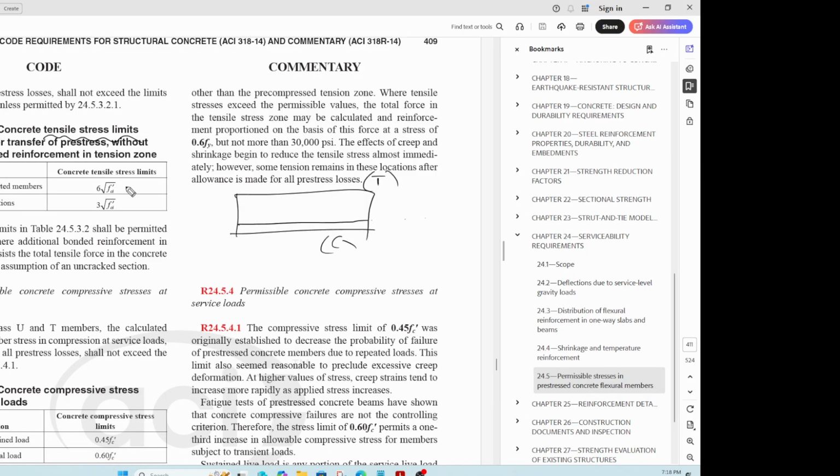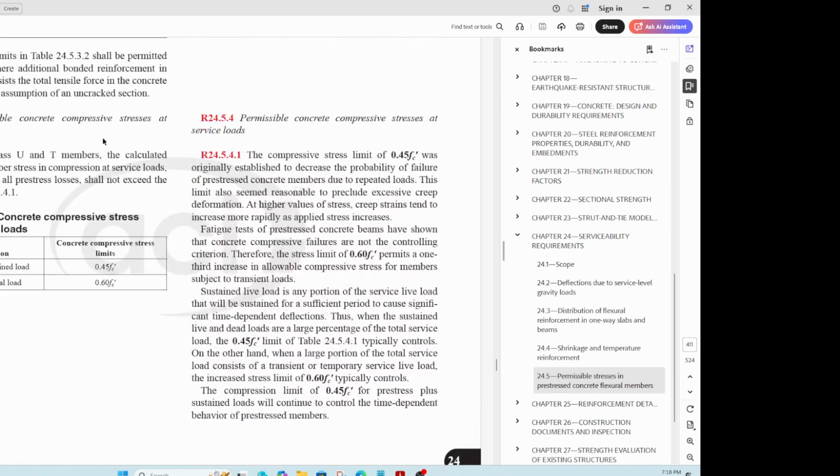We compare it with either this value or this value. Again, in the table, you need to find out if you are here or here. If you are talking about the stress value at the ends of a simply supported beam, it is this one. Elsewhere, it is 3 root f'ci, which is what you need to compare your tensile stress with, right? Notice that this value is less than your tensile strength, 7.5 root f'c prime, right?